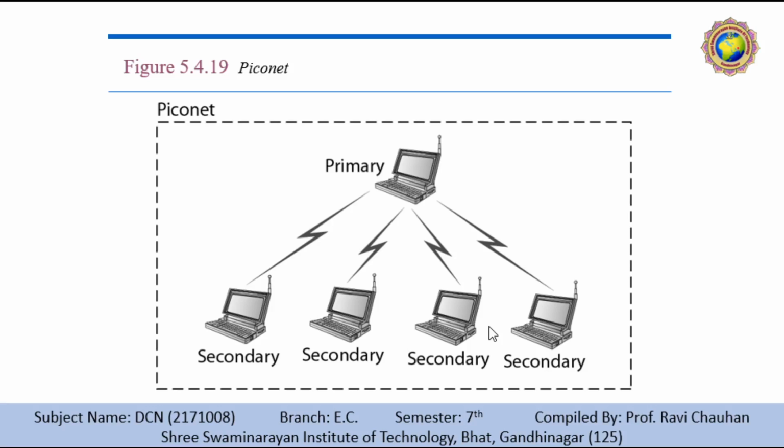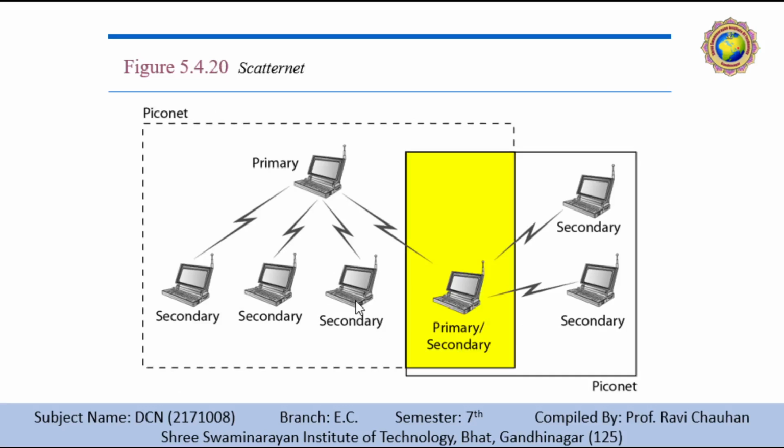Because only 8 stations can be active in a piconet, activating a station from the parked state means that an active station must go to the parked state. Suppose secondary station 2 is not used, so it will be moved to the parked state, and a parked station takes the place of secondary 2. Fine. So that is our piconet.